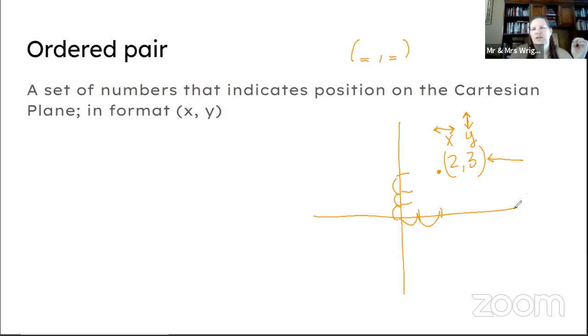If you're looking at a graph of speed versus time, then this would be the time amount, and this would be the speed amount. So it's not necessarily always x and y, but it is always horizontal and vertical. And usually that relates to x and y.